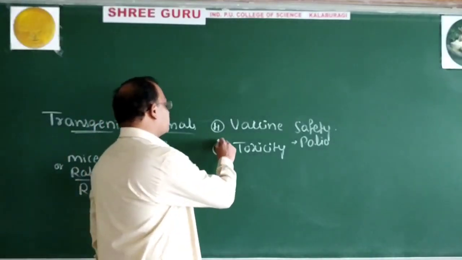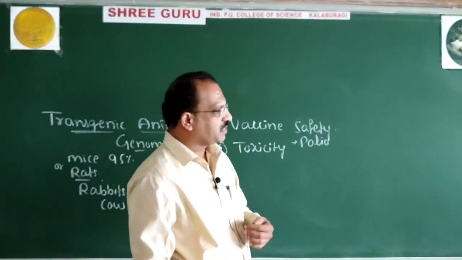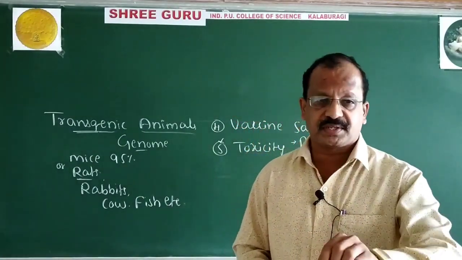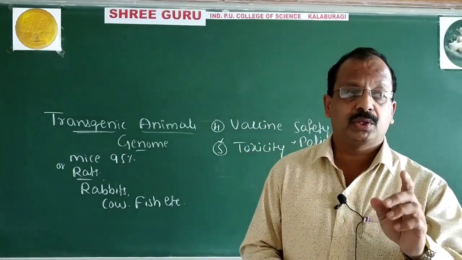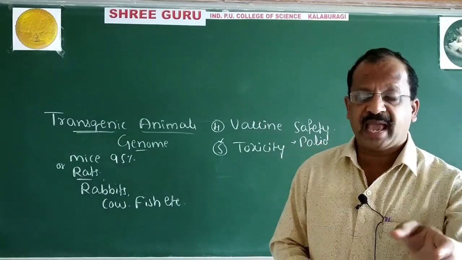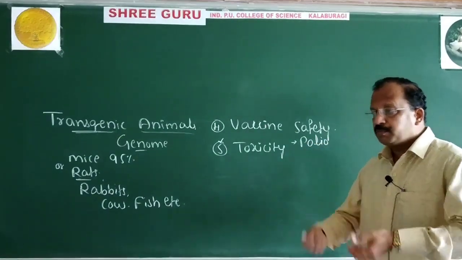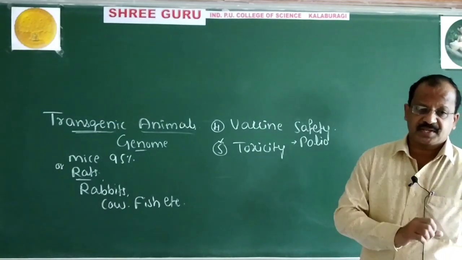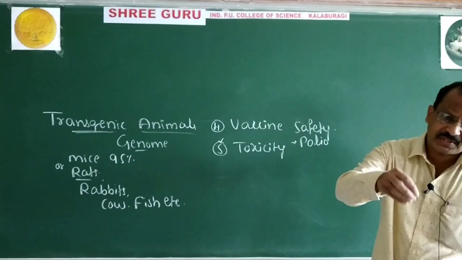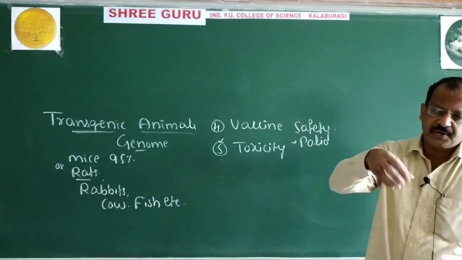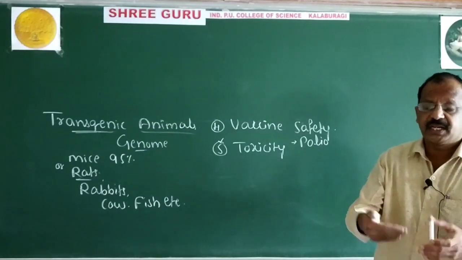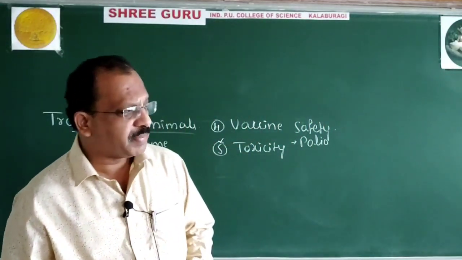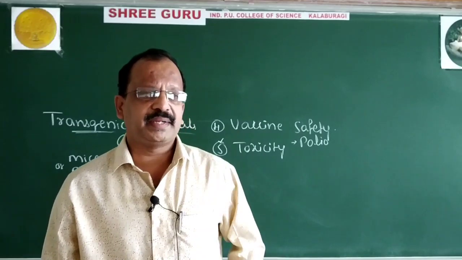One more, toxicity. So generally, first you have to make the transgenic animal more sensitive to toxic substances when comparing with non-transgenic animal. When it is introduced on the toxic substances, it will show fast result. As a result, you can bring the product to the market early.